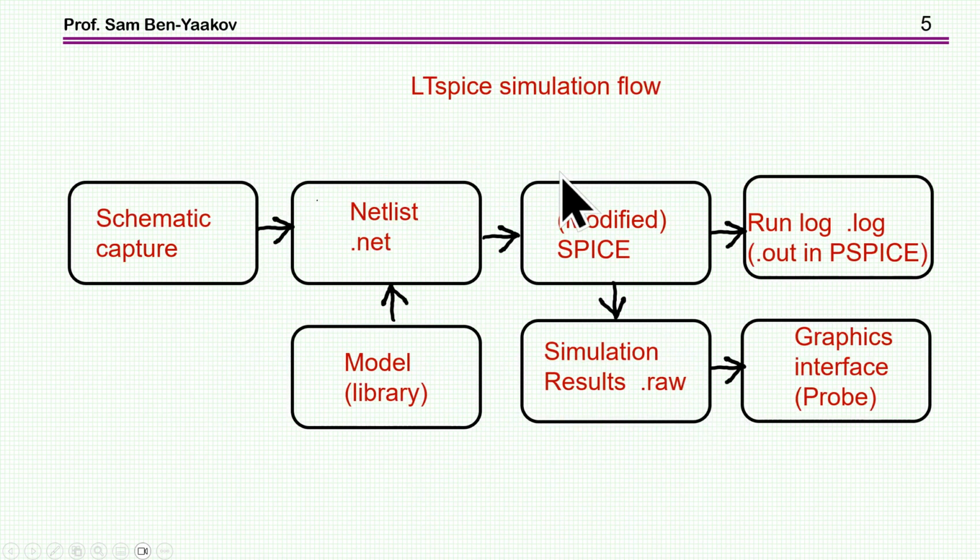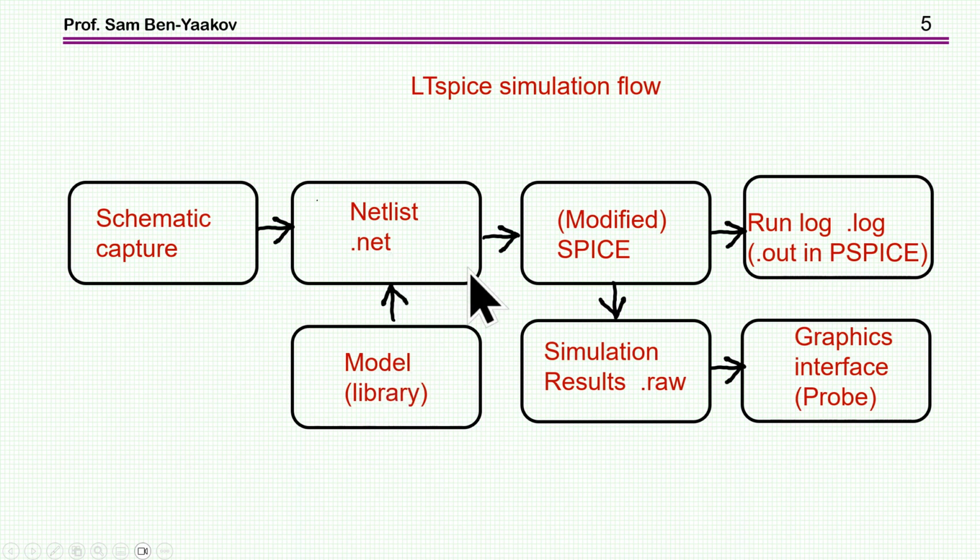So let's have a look at the general layout of the simulation program LTspice. First of all, we have the schematic capture. This is where you put your circuit diagram. When you run it, the first thing that is done is LTspice will convert this graphic representation into a netlist, okay? And then it will bring in models that are specified from a library or from a model that you have on your own computer.